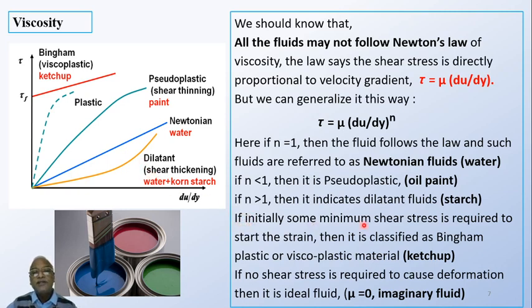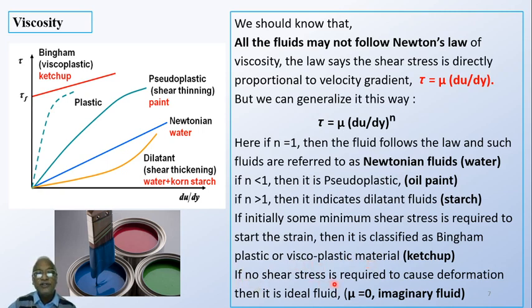Now, if initially some minimum shear stress is required to start the strain, means it won't start at the 0 point. Even if motion is required, you have to apply a minimum amount of force. Means here it starts deflecting or changing its shape. So tau minimum is required. In such a case, it is classified as Bingham plastic. And the best familiar example is ketchup, right? And it is also referred to as a viscoplastic material.